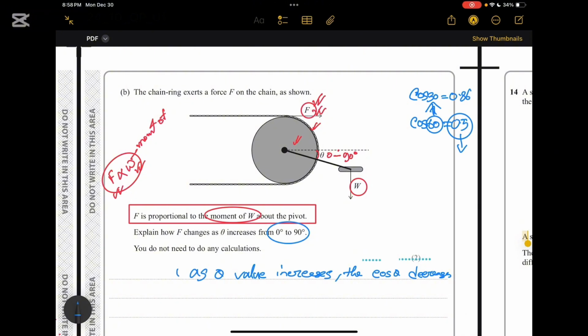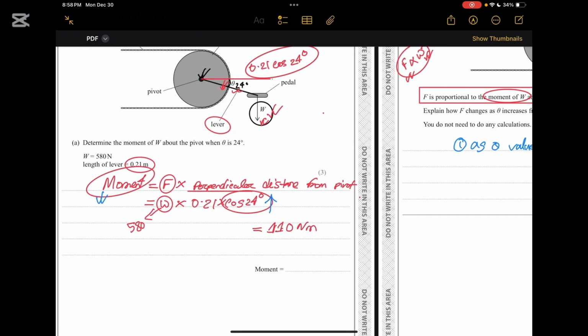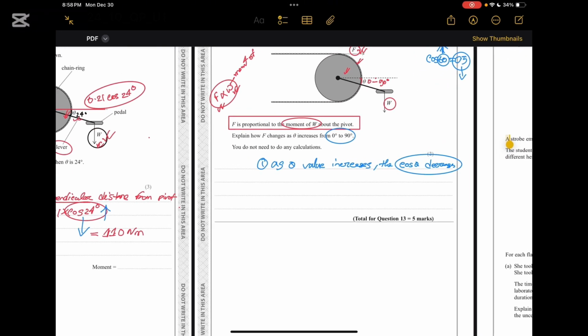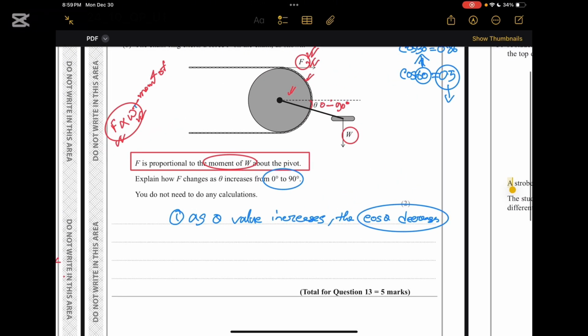So we can mention this as our first part. If this overall cos theta decreases, then definitely our moment will also decrease, because the moment and the cos theta value are proportional. And if our moment of weight decreases, then our force will definitely decrease, because they are directly proportional. So we can also mention that.